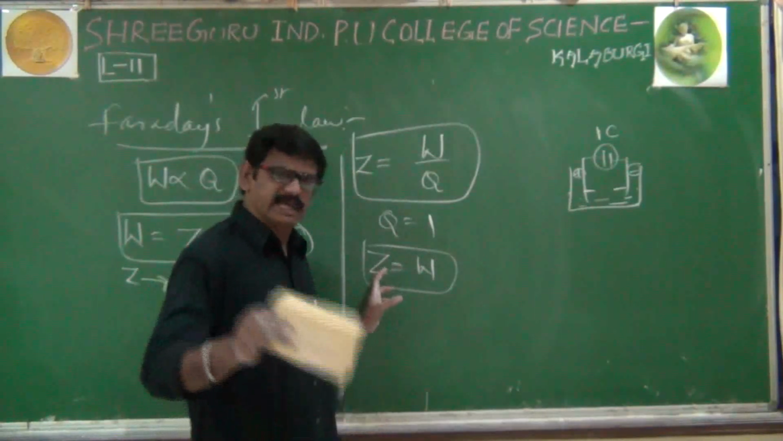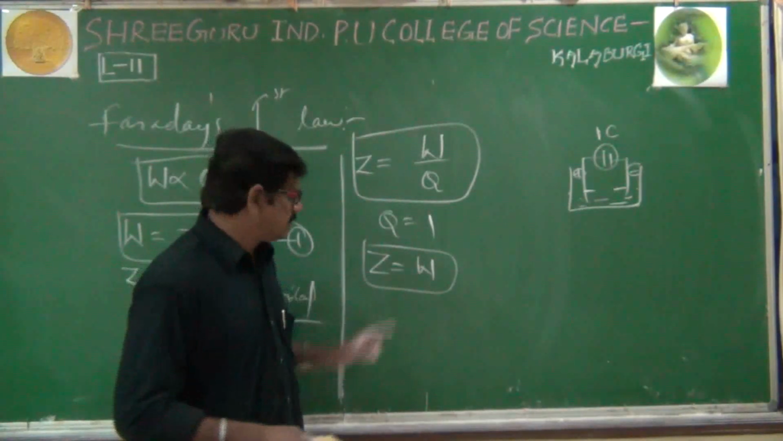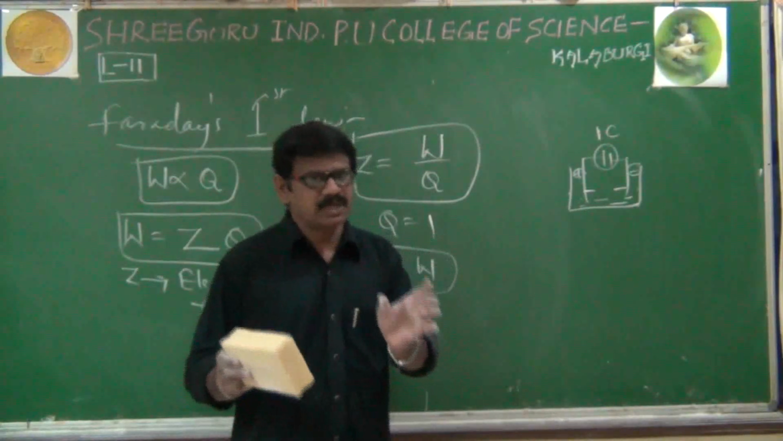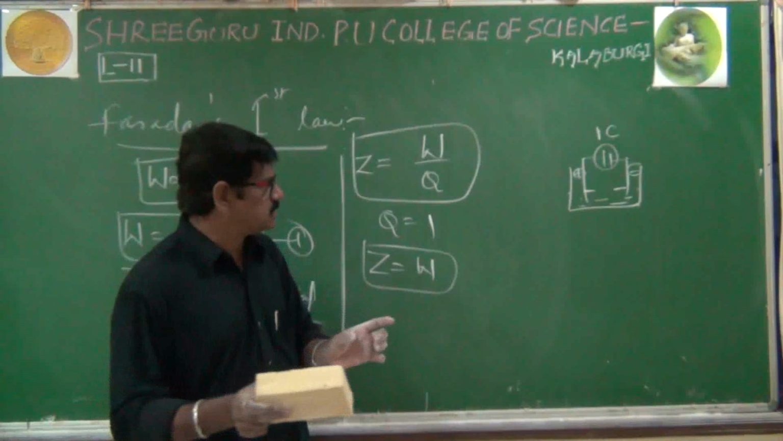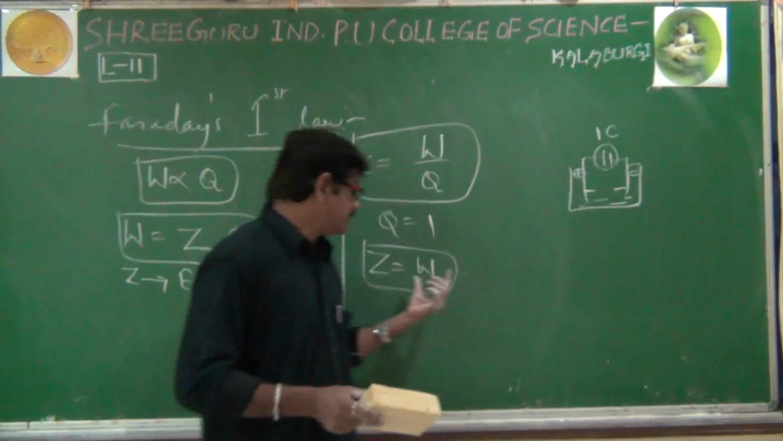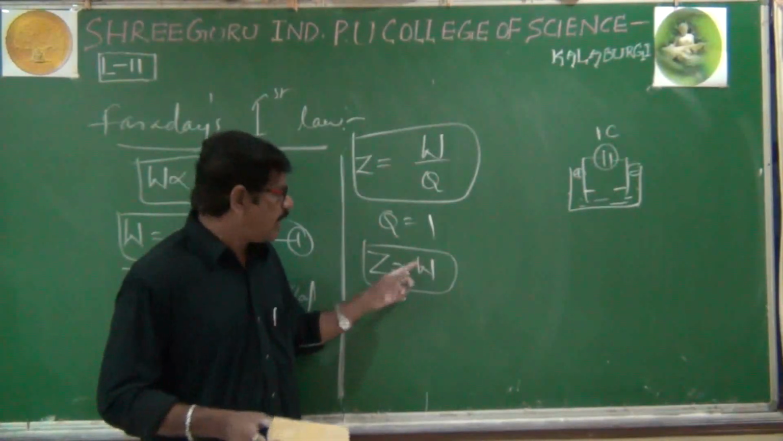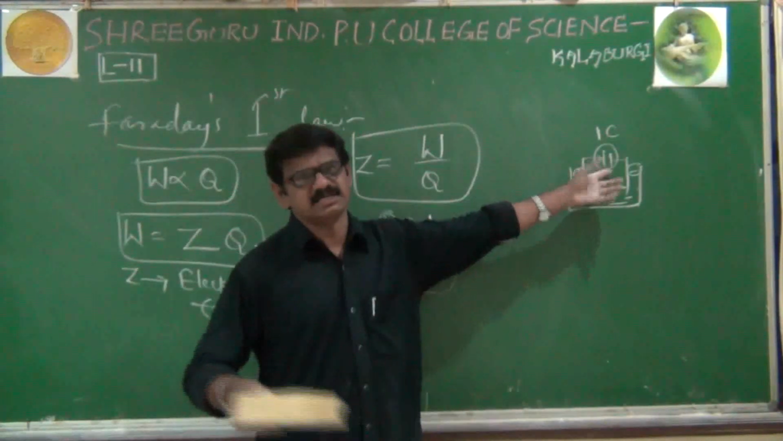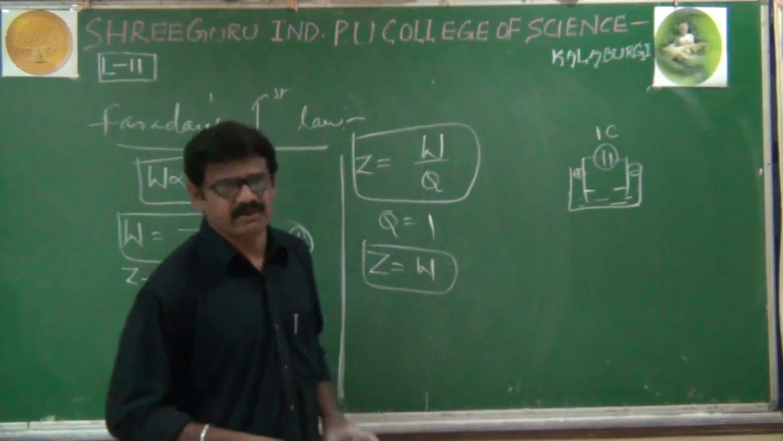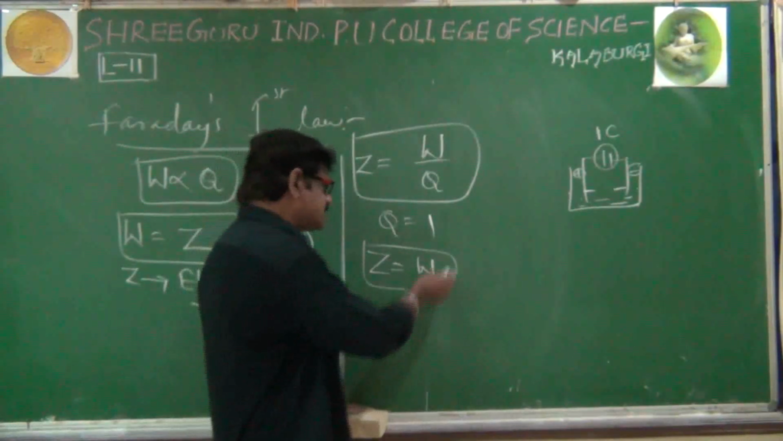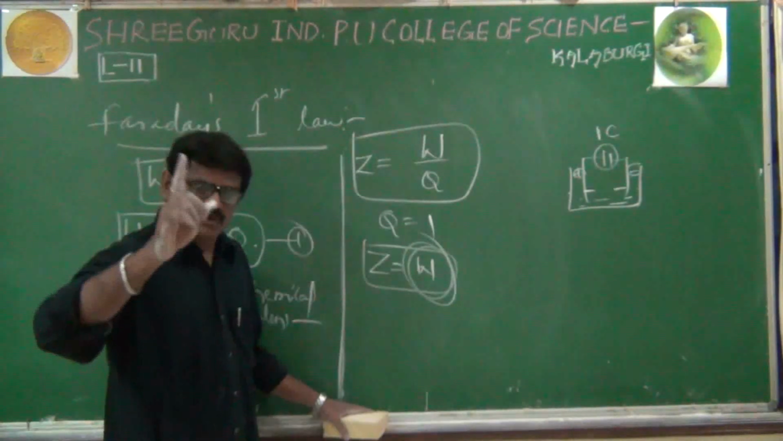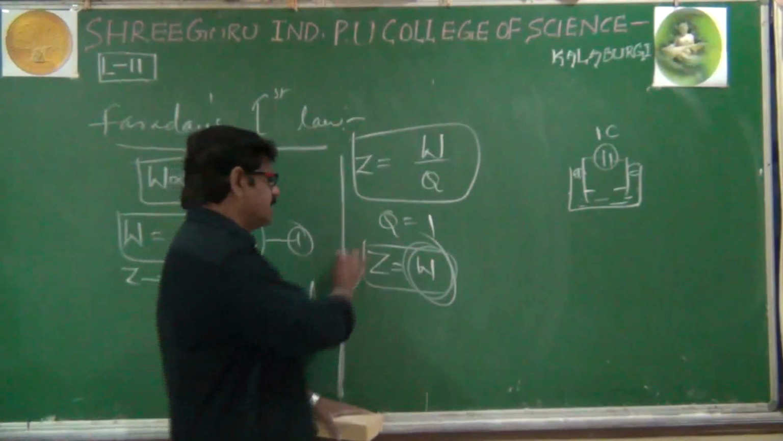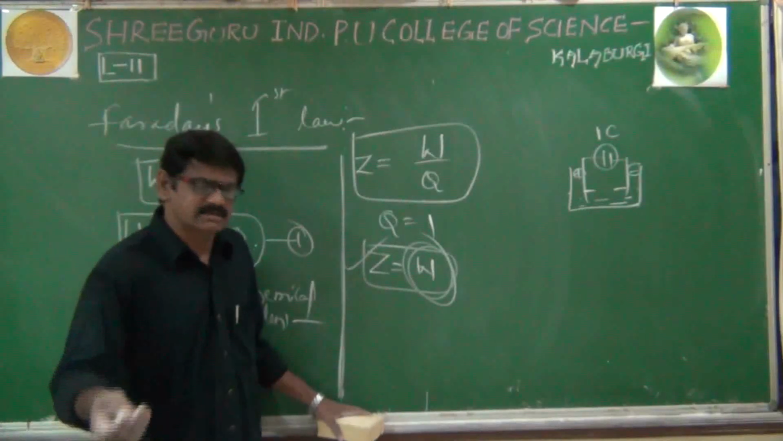Now, how do we define electrochemical equivalent? Very simple. The mass of substance deposited on the electrode when 1 coulomb of current is passed is called the electrochemical equivalent. I'll repeat once again: the mass of substance deposited when 1 coulomb of current is passed into the electrolytic solution is called the electrochemical equivalent. That's all.